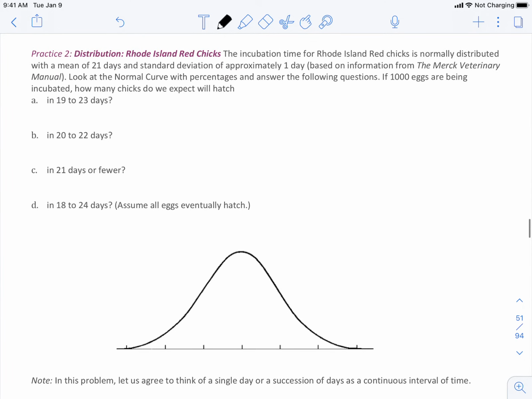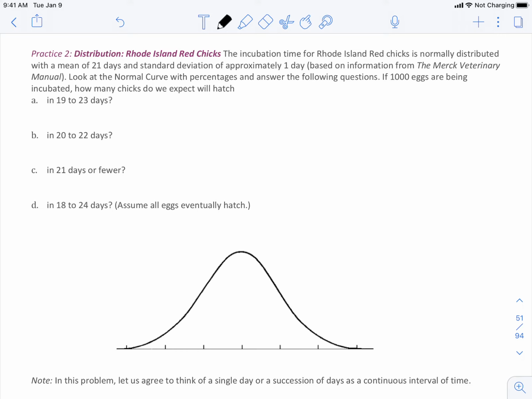All right, here's our next practice. Rhode Island red chicks. The incubation time for Rhode Island red chicks is normally distributed with a mean of 21 days and a standard deviation of approximately 1 day. Look at the normal curve with percentages and answer the following questions. If 1,000 eggs are being incubated, how many chicks do we expect will hatch?